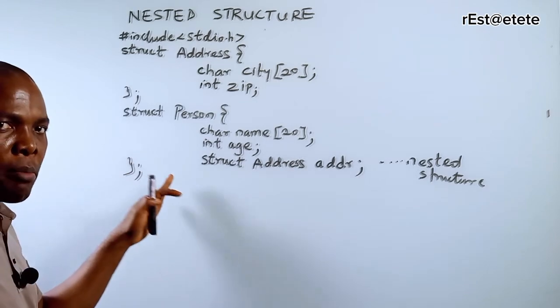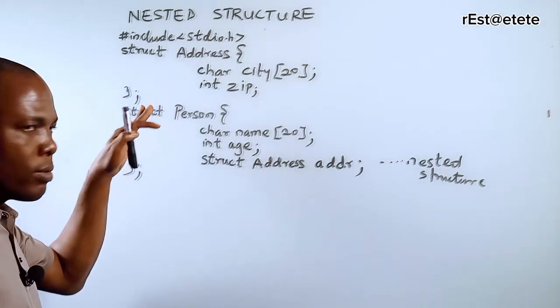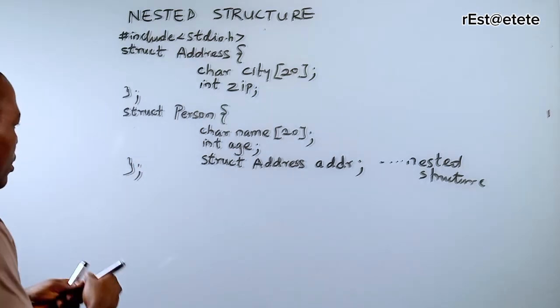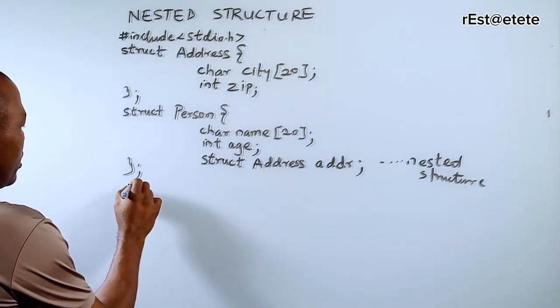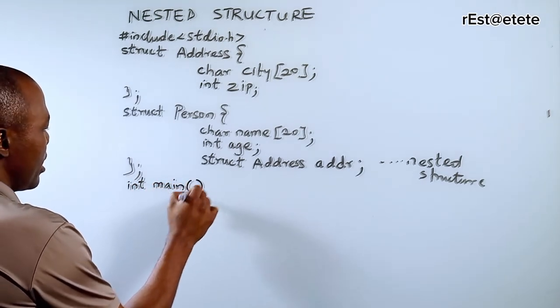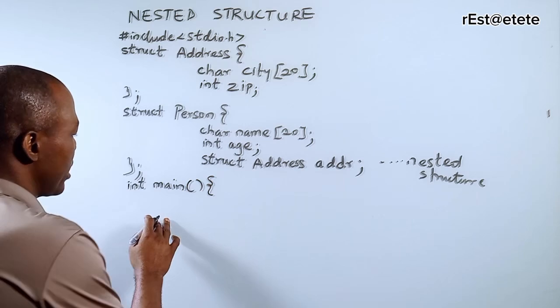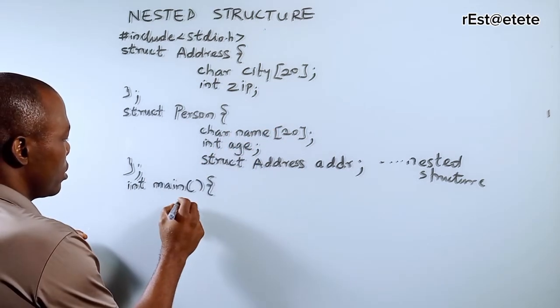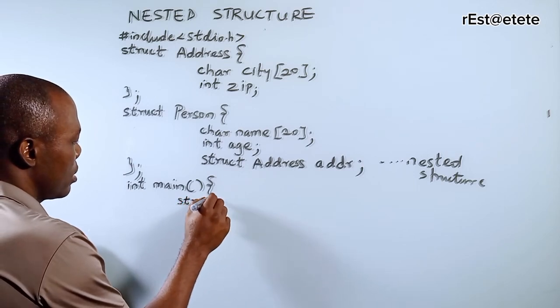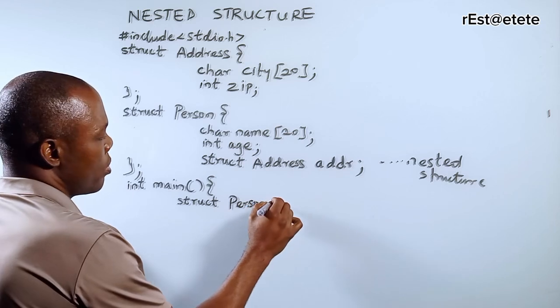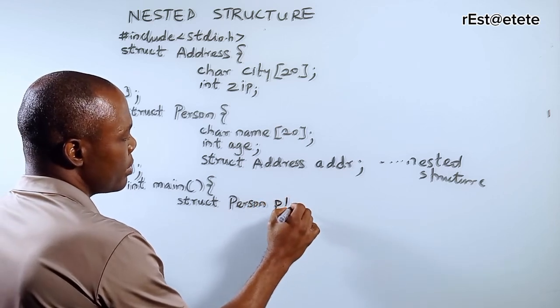Now let's create our main function where we will now create the variable for this person. So int main, our main function, that is where the program will start. So we are going to declare a variable for this person. So it will be struct person, and we'll call it P1, right?